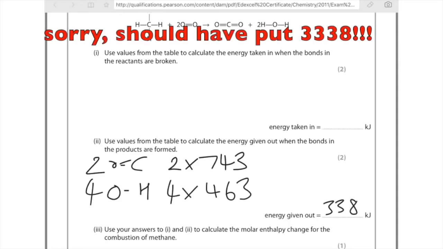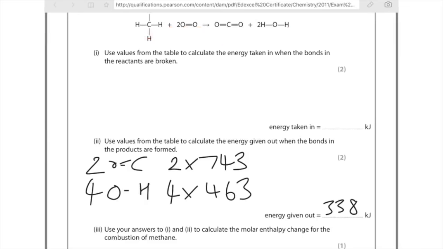And then we're using our answers to 1 and 2 to calculate the molar enthalpy change. This is the only vaguely confusing bit. So what you have to do is take away the energy given out in the products from your value for the energy in the reactants. And if it's negative, it tells you the reaction was exothermic. If it's positive, it tells you the reaction was endothermic. So for this particular reaction, you're going to do 2,640 take away 3,338, and you'll get a value which is minus 698 kJ per mole.